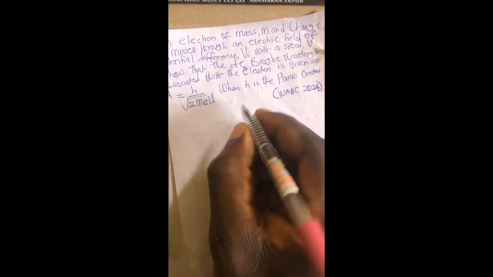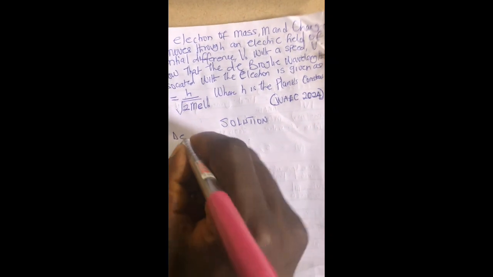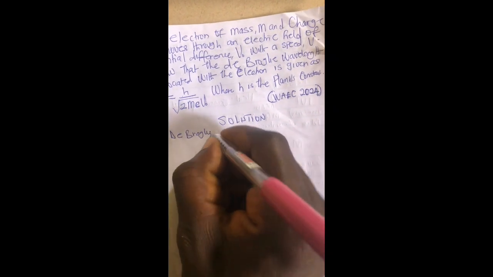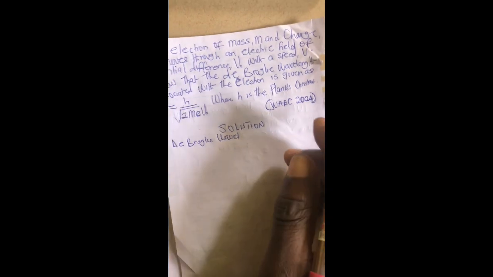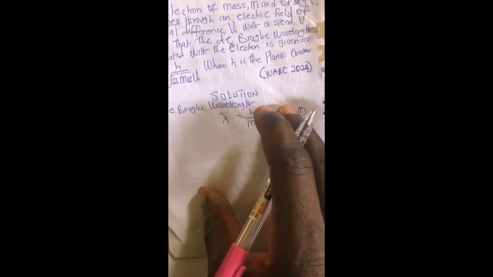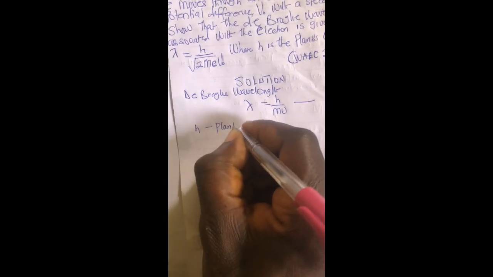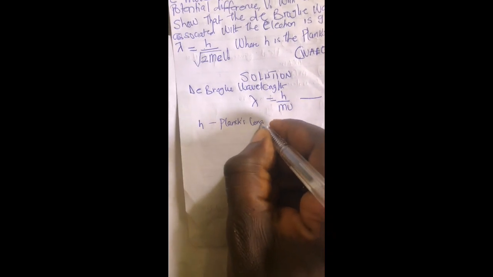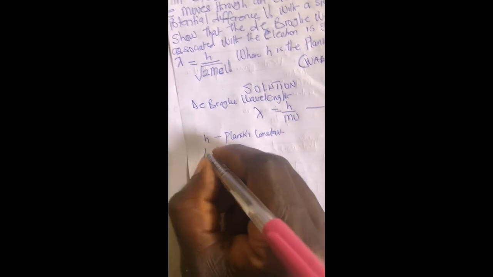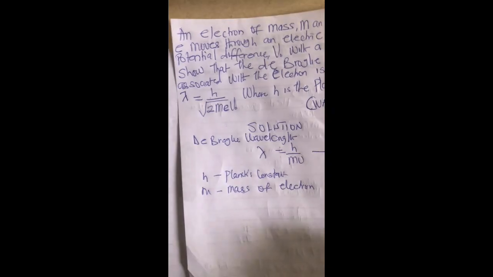Okay, so from the de Broglie equation, the de Broglie wavelength, λ, is equal to h all over mv, and this is equation 1. h is the Planck constant, and m is the mass of the electron. So we are going there gradually.